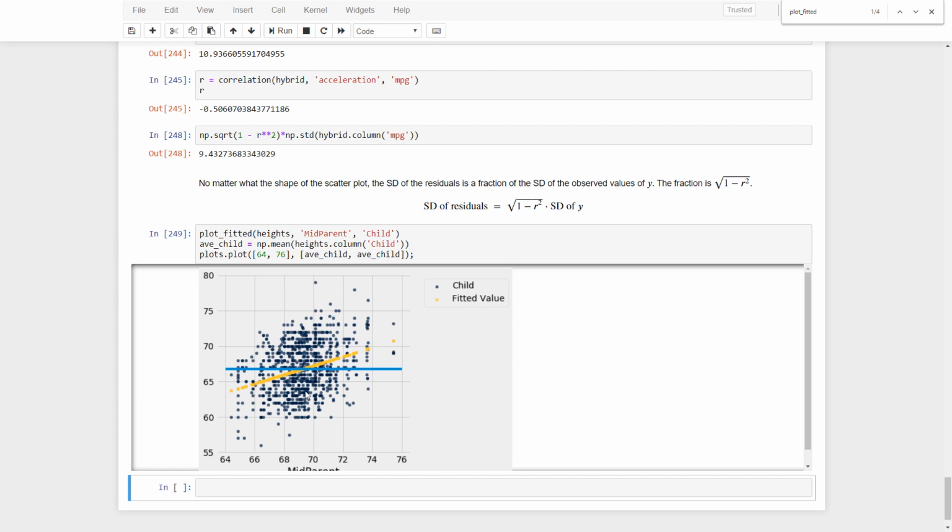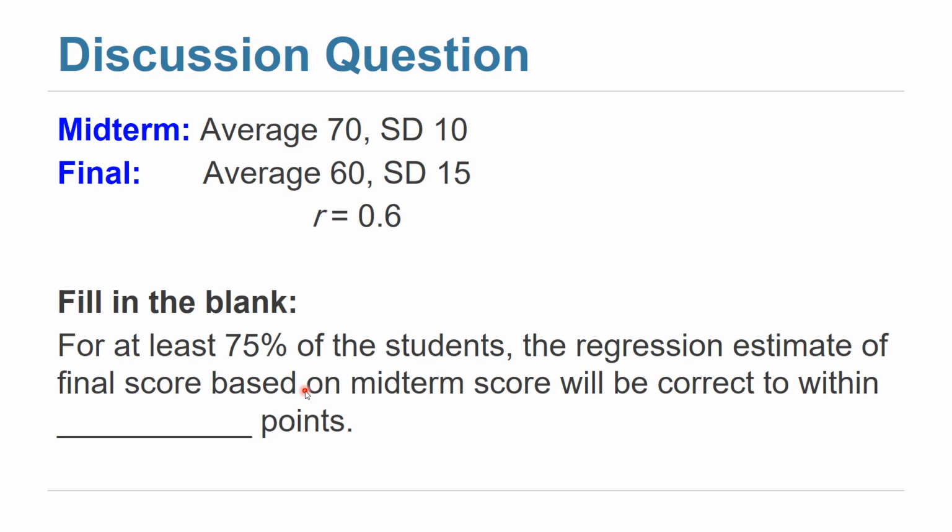What remains is one discussion question that I will leave for you. In this question, we are studying the relationship between the scores of the midterm exam and the scores of the final exam. Let's say that for the midterm exam we have an average of 70 and standard deviation of 10, and for the final we have an average of 60 and standard deviation of 15, and that the correlation coefficient is 0.6. Now fill in the blank.